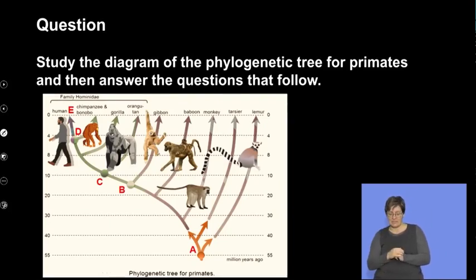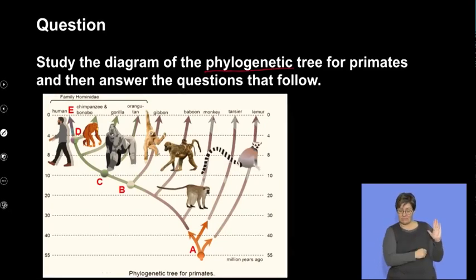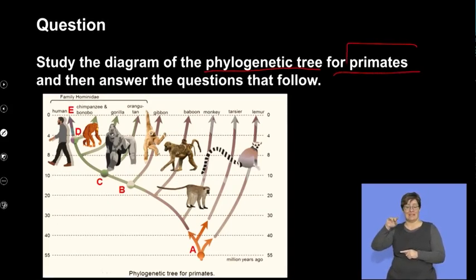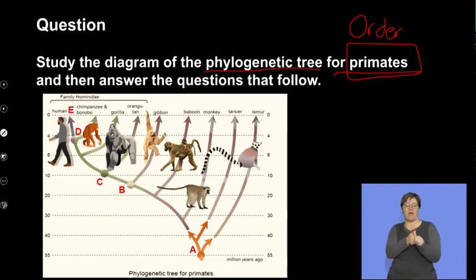Okay, study the diagram of a phylogenetic tree. You must be able to understand phylogenetic trees in the evolution section. For primates, right, what were we? We are primates, and that is our order. Okay. And then answer the questions that follow.